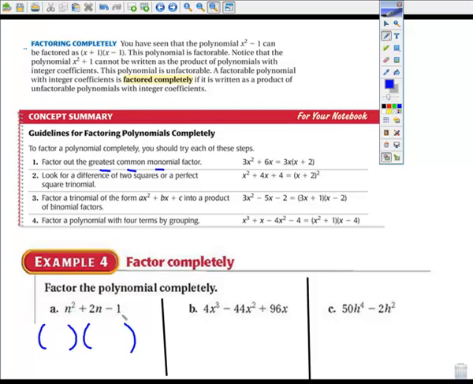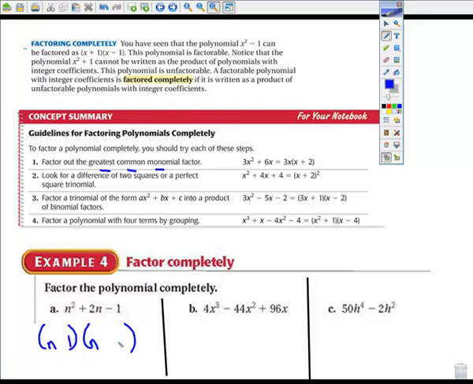There are no common factors. It's not the difference of two squares. To be a perfect square trinomial, the first one is a perfect square, n squared, but the last one is a negative 1. If I square root 1 I get a 1, but I can't square root a negative 1. I'd have to go n and n.